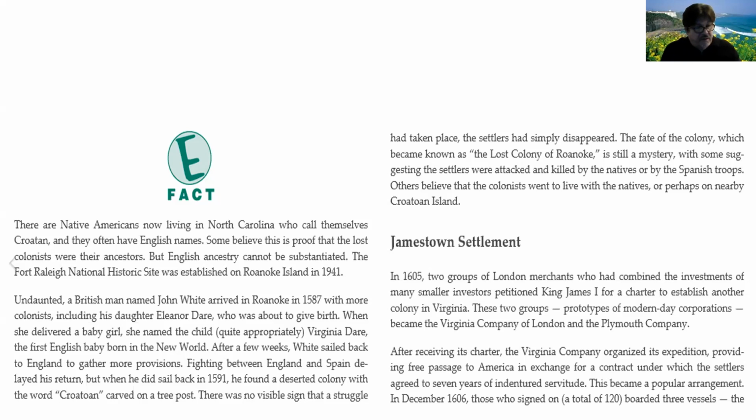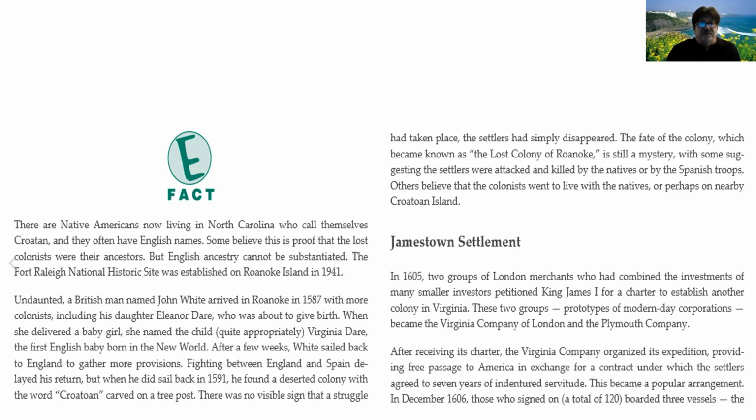Okay. Undaunted. A British man named John White arrived in Roanoke in 1587 with more colonists, including his daughter, Eleanor Dare, who was about to give birth. When she delivered a baby girl, she named the child, quite appropriately, Virginia Dare, the first English baby born in the New World.